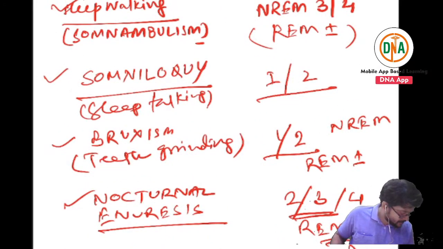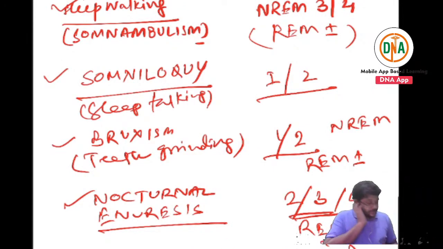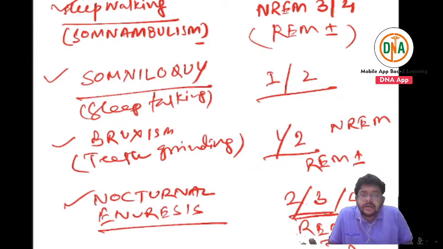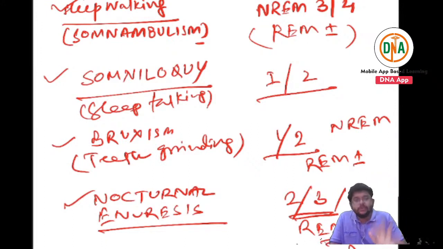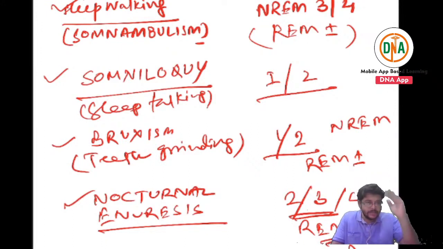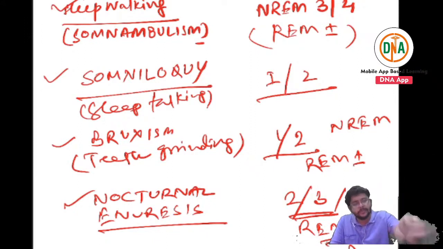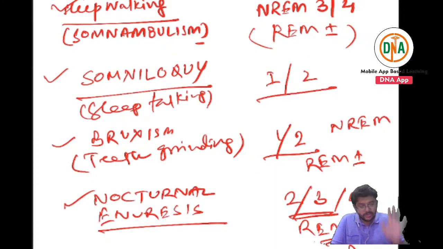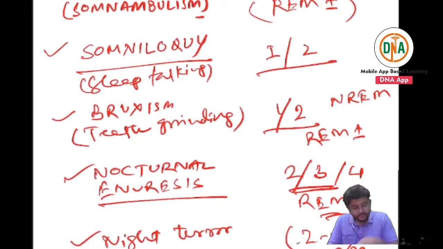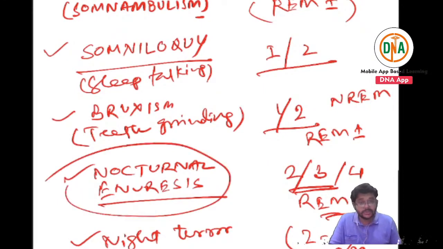And some others like Dr. Dheeraj Verma and Krishna Chaitanya have asked me about enuresis. Enuresis is involuntary micturition, urine passage during sleep. That's the basic thing. Urine passage, involuntary. We all have this experience when we are children. Also, in aged people, it can happen. So that is nocturnal enuresis. This may happen in stage 2, 3, 4, or sometimes may happen in REM.